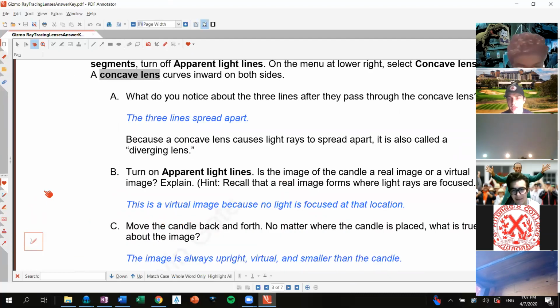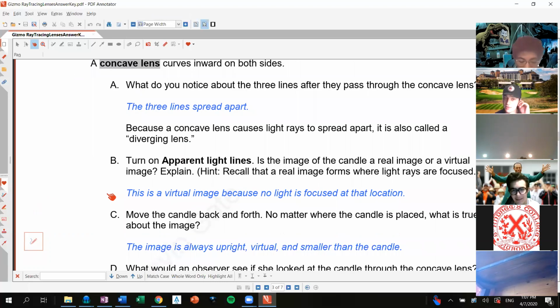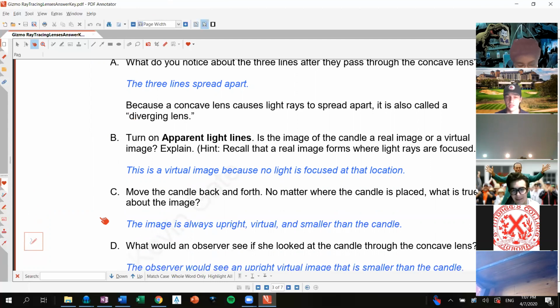No matter where the candle is placed, what is true about the image? So in the concave lens, what was always true about the image? The image is always between the lens and the focal point. Okay, what about its orientation? Upright, yeah, it's always upright. So the image is always upright, virtual, and smaller than the candle itself.